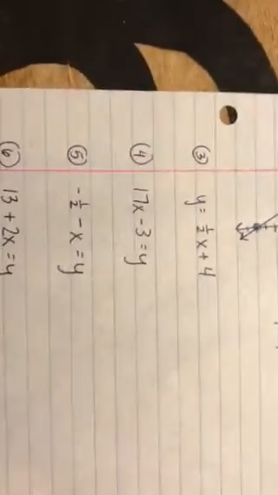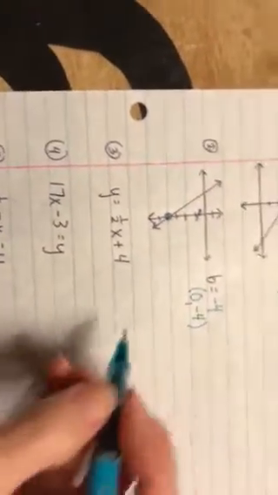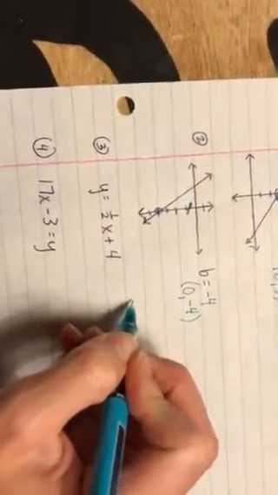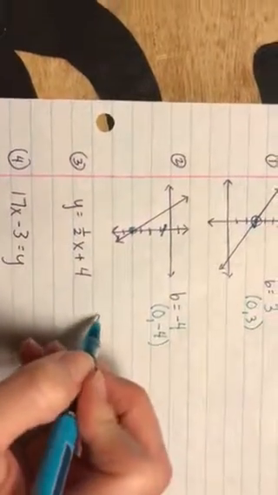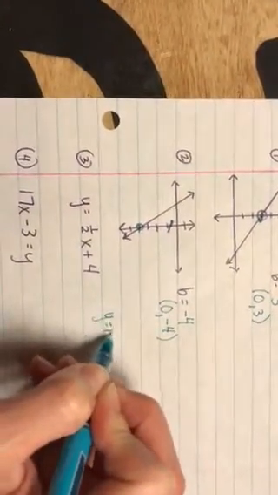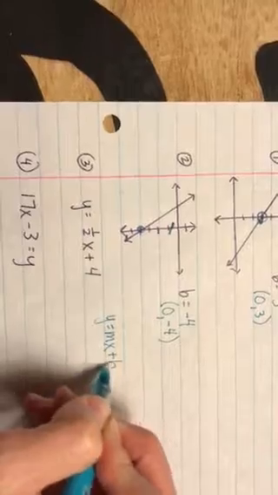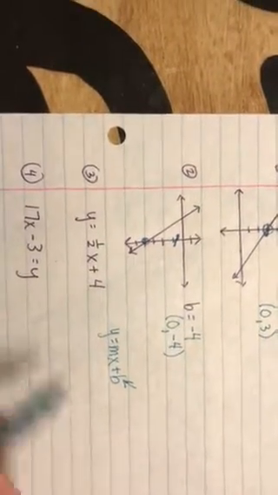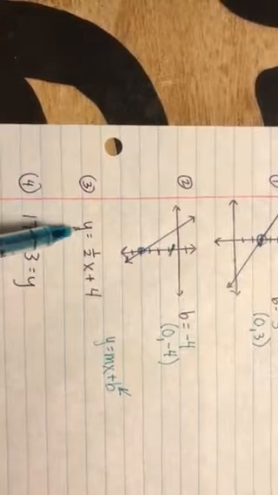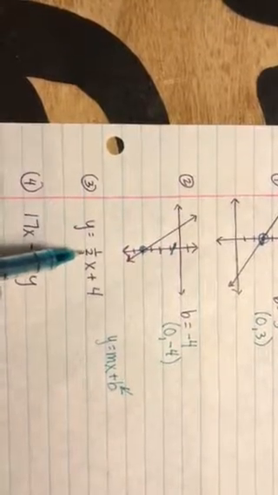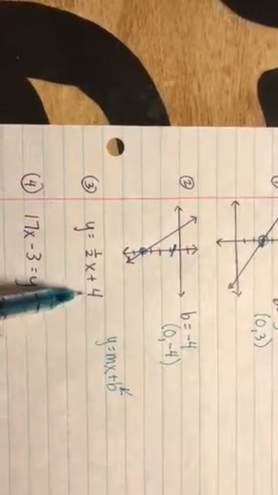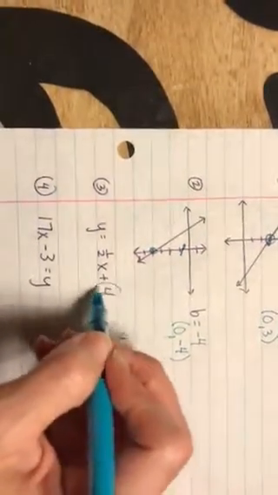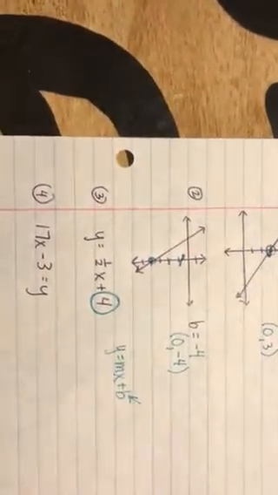Sometimes you're given an equation, and we have learned that one type of equation of a line is y equals mx plus b, and the b is the part that's the y-intercept. So if the equation is already like y equals something x plus something, then it's really easy to find what the y-intercept is. In this case, it's 4.